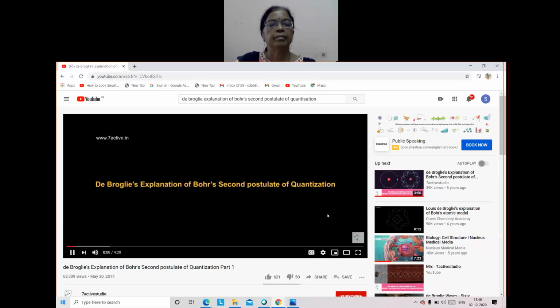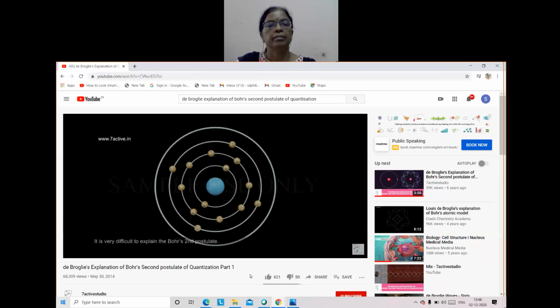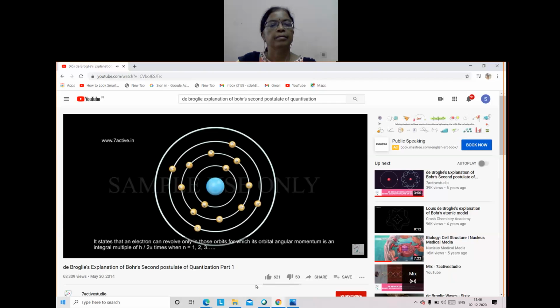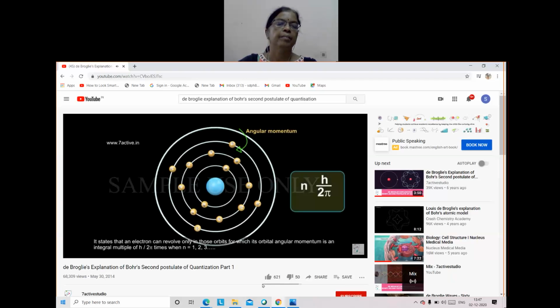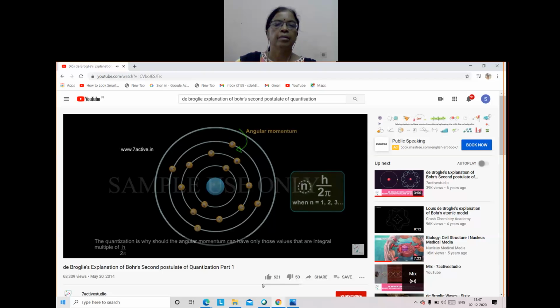De Broglie's explanation of Bohr's second postulate of quantization. It is very difficult to explain Bohr's second postulate. It states that an electron can revolve only in those orbits for which its orbital angular momentum is an integral multiple of h by 2 pi, when n equals 1, 2, 3, and so on. The quantization: why should the angular momentum have only those values that are integral multiples of h by 2 pi?